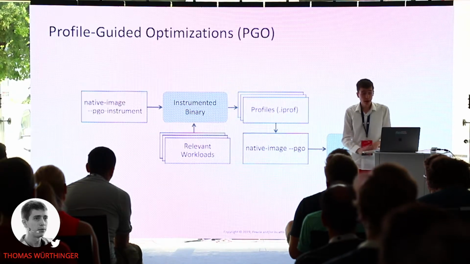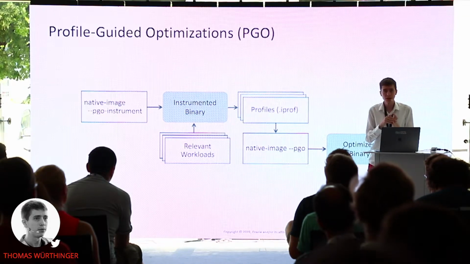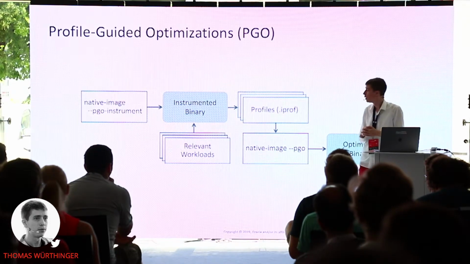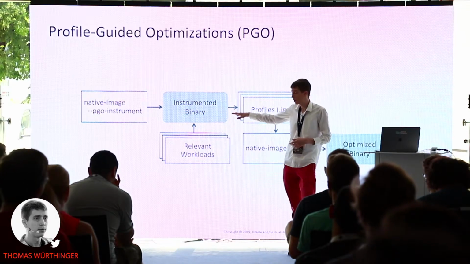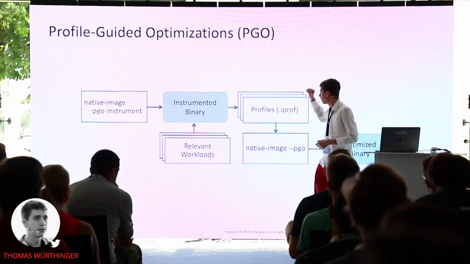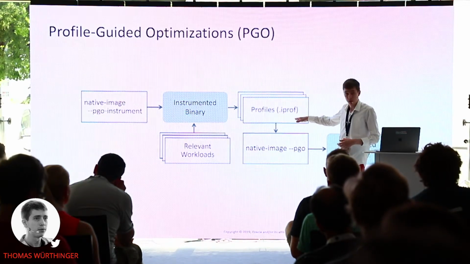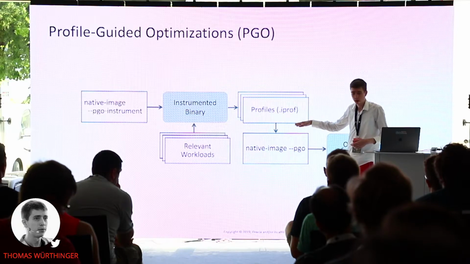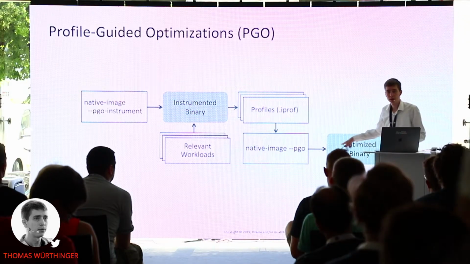We are trying to reduce this advantage of the JIT mode with profile-guided optimizations that they can also do offline. What you do there is create a binary of the native image that is instrumented, and this binary can be used to run relevant workloads and create an iprof file which contains the profile, and that profile is fed back into another image generation run to create the optimal binary.